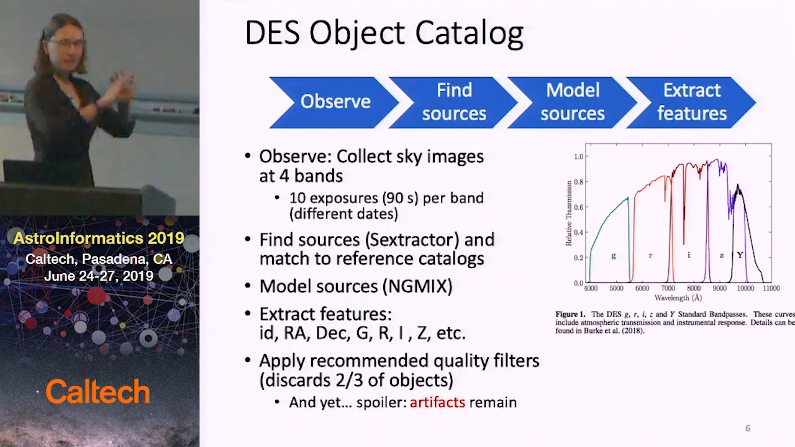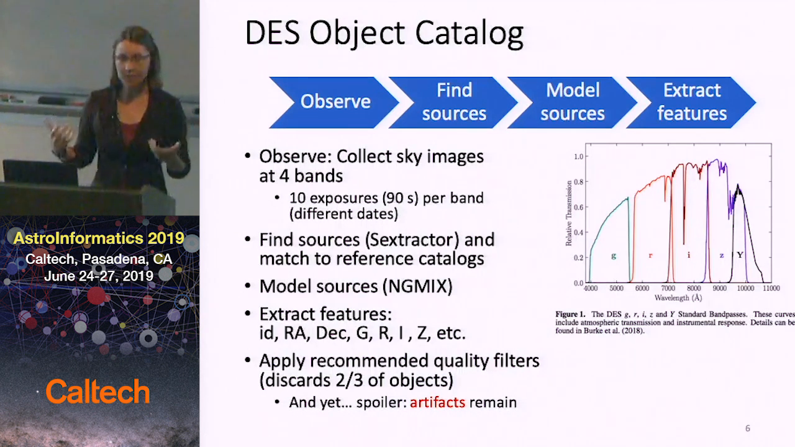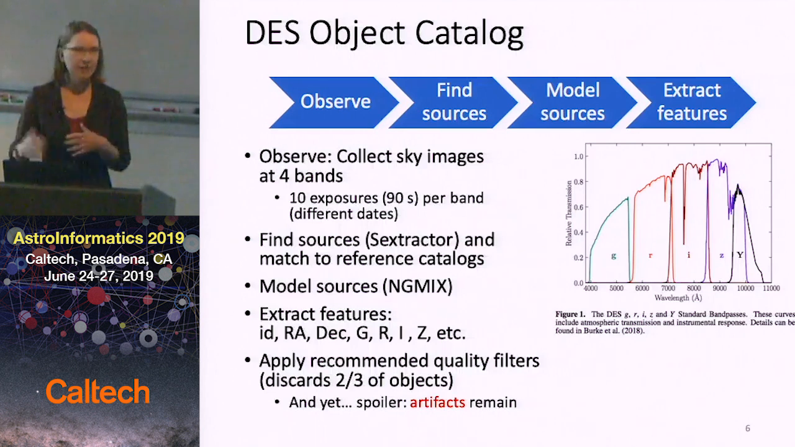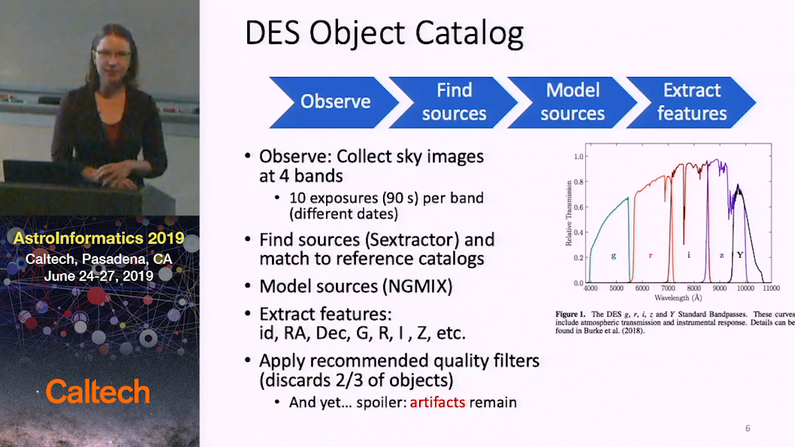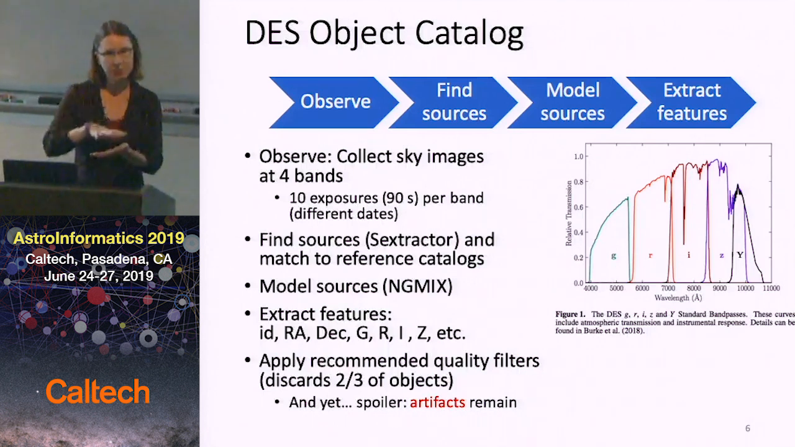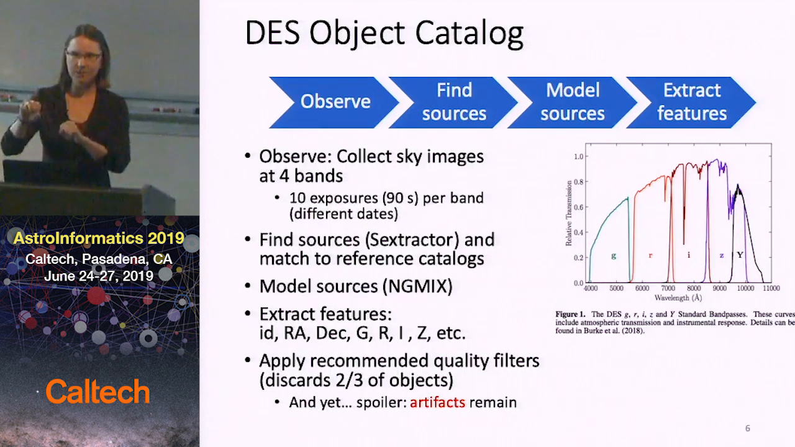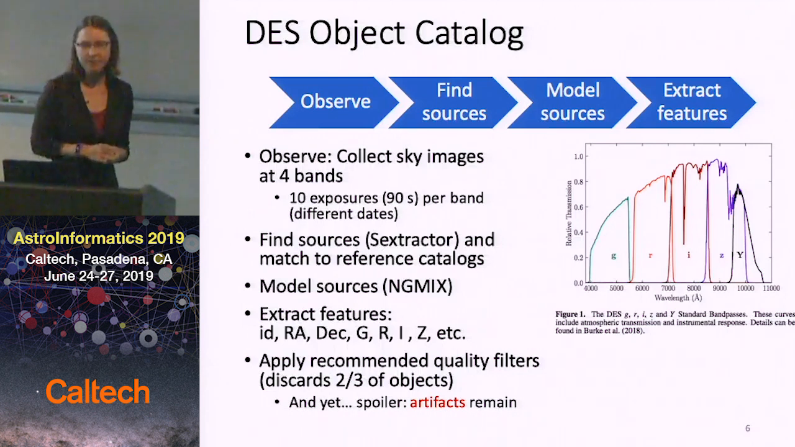Next, you take the images of the sky, find the bright sources within it, which are going to become individual objects, and match that to reference catalogs so that you can have some confirmation that what you're seeing is or is not a known star, for example. Then each source is modeled using something called NG-mix, which is a 2-dimensional Gaussian mixture model applied to the 2-dimensional images to try to separate out sources, especially if they're nearby and their light is being combined. You want to be able to try to separate that out.